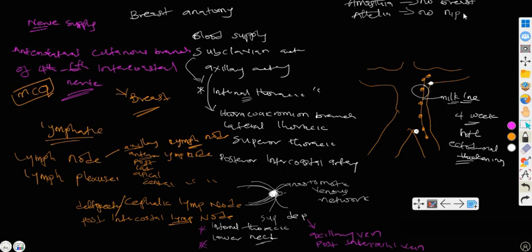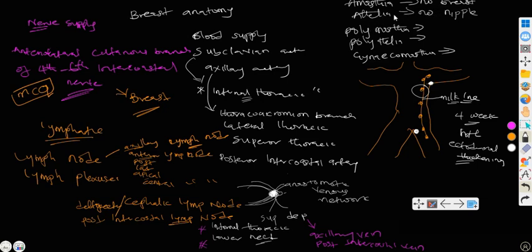Then we have polymastia. Polymastia also has polytalia. And we also have what is called gynecomastia. Polymastia, polytalia, and gynecomastia. Remember, amastia has no breast. The individual has no breast.